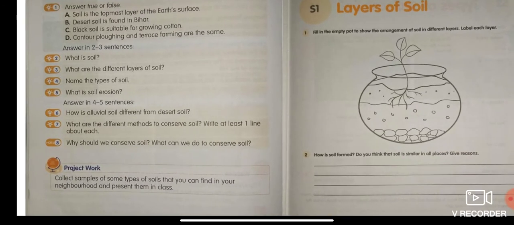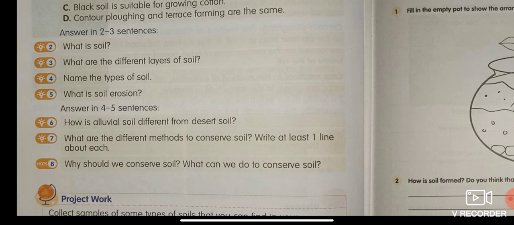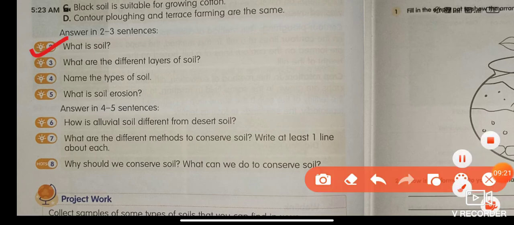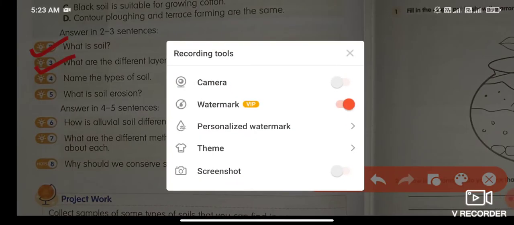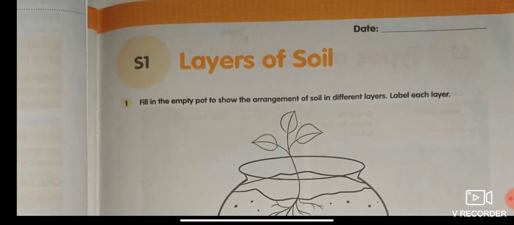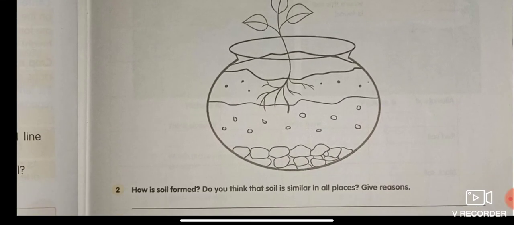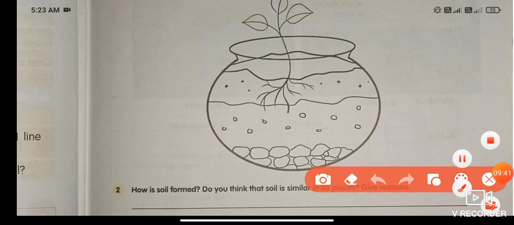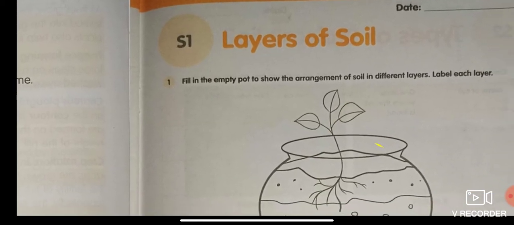Now things to do. You have to complete your practice questions number 2 and 3. What is soil? What are the different layers of soil? And then you have to do your worksheet S1, layers of soil. Fill in an empty pot to show the arrangement of soil in different layers. Label each layer. You can color it, and you have to name the layers as well.